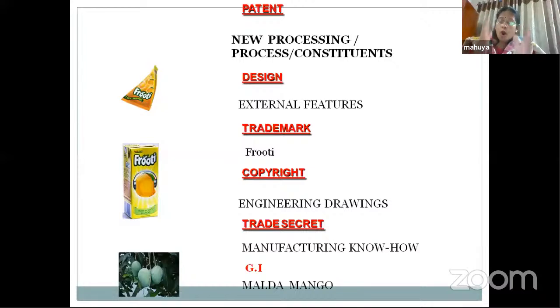Another example where all this intellectual property may be covered is fruity juice. New process, new mechanism, new constituents. Suppose you prepare Meetha Pata juice, then it is a new patent because no one has prepared Meetha Pata Pan juice till date. And then the outside design of this tetra pack is a new external design. It may be protected as external feature. Copyright is engineering drawing, and Malda mango, because Malda is famous for mango and we have protected this Malda mango. This Malda mango is protected as GI. So in one product, different intellectual property is possible.